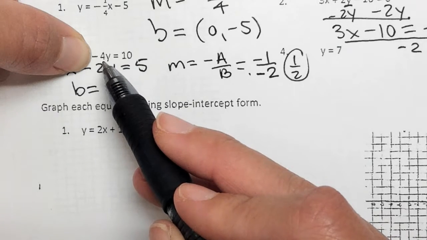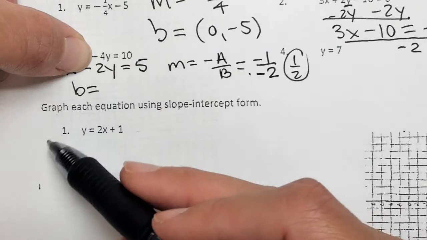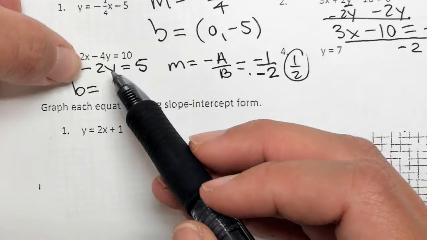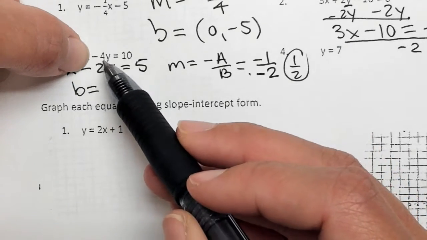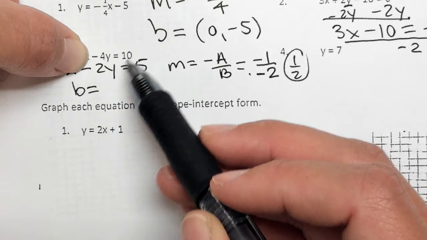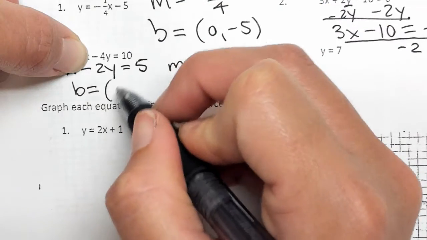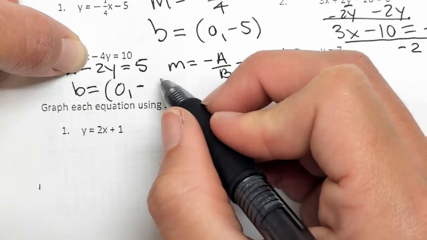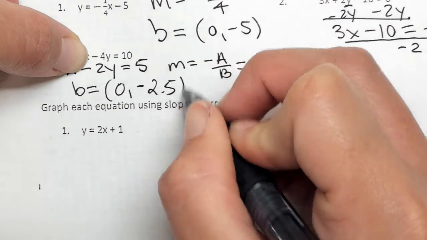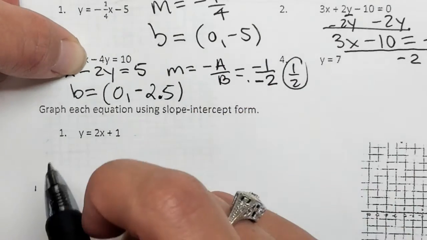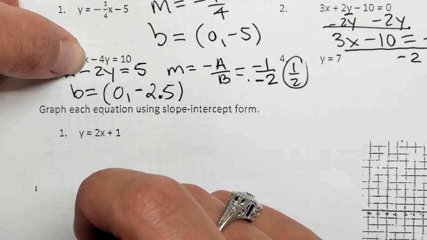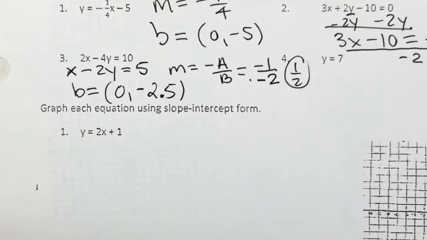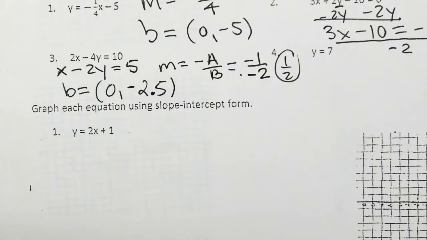Negative 4. Do I need to write that to the side? Nope, everybody can see that. So you set x to 0, negative 4y equals 10, divide 10 by negative 4. That's going to give us what? Good. You can change your y-intercept to a decimal, that's fine, as long as you don't do your slope. Do y'all like that way better than putting it in slope-intercept form?